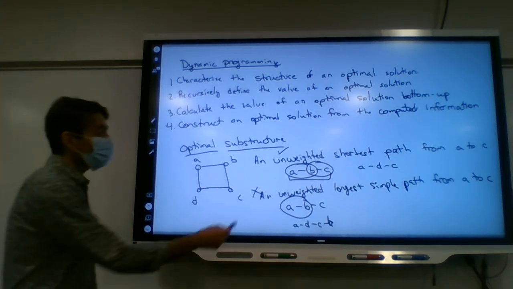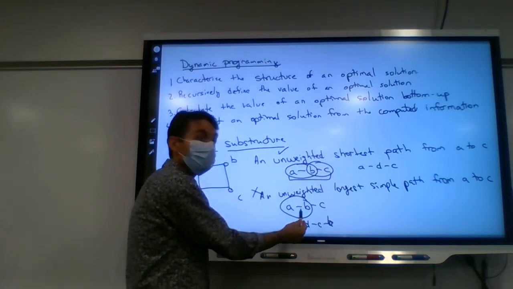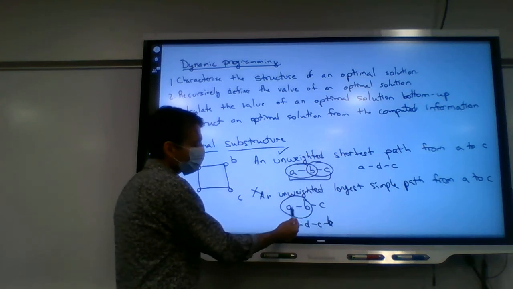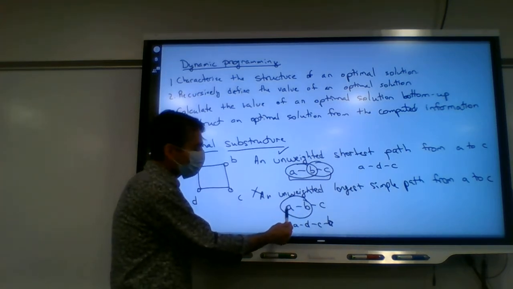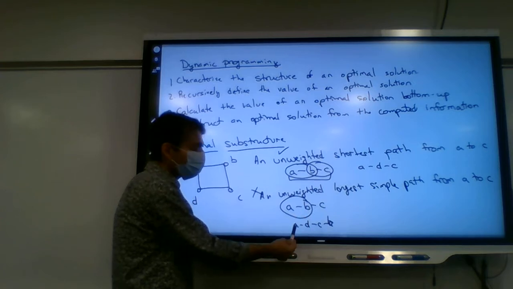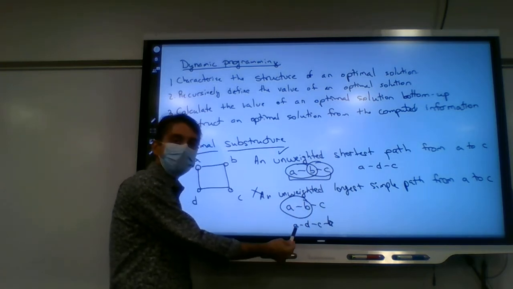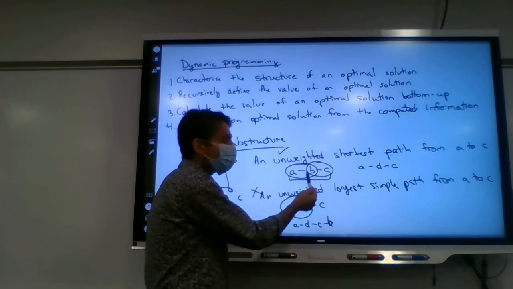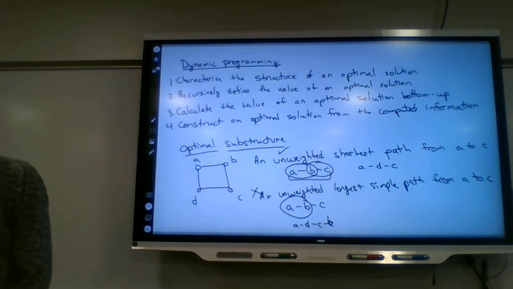You see how this contains solutions to the smaller problems inside it, but this one doesn't? The smaller problem is saying, what's the longest simple path from A to B? Well, it's definitely not just go straight from A to B. It's go around the other way. And this solution doesn't tell you that. It doesn't indicate that in any way. But this solution says, well, what's the shortest path from A to B? Well, it's part of the shortest path from A on to C.